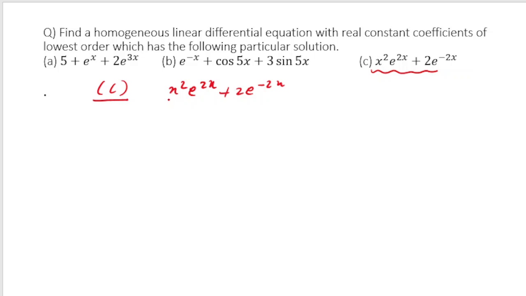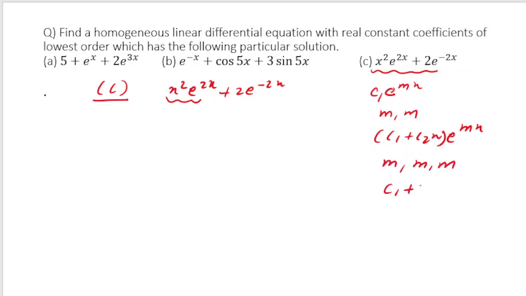Are you clear now that if x square is coming, it means what? You can't directly write x square. When you write the general solution, if suppose there is just one root, you will write c1 e to the power mx. If there are two roots m and m, then you can write c1 plus c2x, times e to the power mx. So in that case, x into e to the power mx will come. If there are three roots of the same type, then you write c1 plus c2x and then c3x square, times e to the power mx.